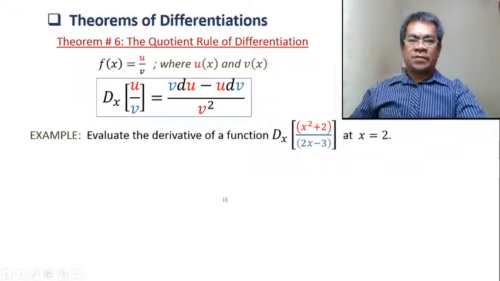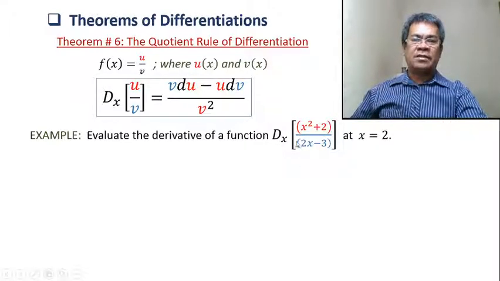Okay. So for example, suppose we are asked to differentiate the function x squared plus 2 all over 2x minus 3. What is the derivative of this function at x equal to 2? First, find the derivative with respect to x, and after that, substitute the x value.